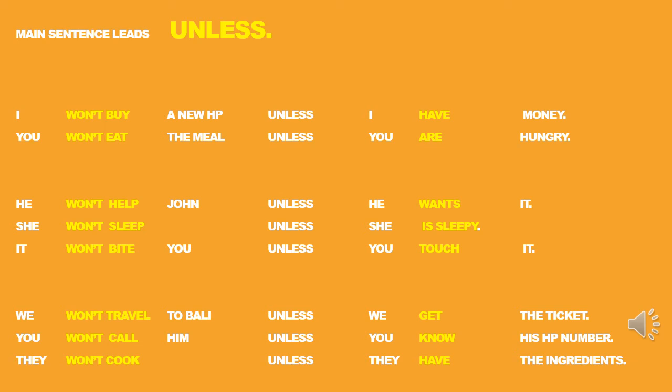Okay? He won't help John unless he wants to. She won't sleep unless she's sleepy. It won't bite you, for example the cat, unless you touch it. We won't travel to Bali unless we get the ticket. It means that if suddenly you get the ticket, you will travel. But if you don't get the ticket, you won't travel to Bali anymore. You won't call him unless you know his handphone number. They won't cook unless they have the ingredients.